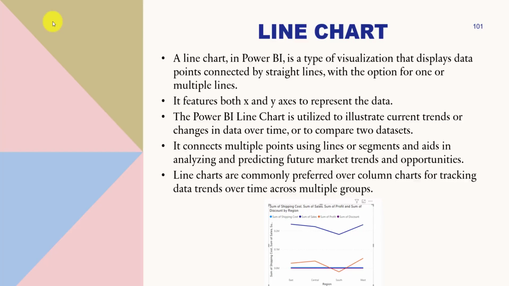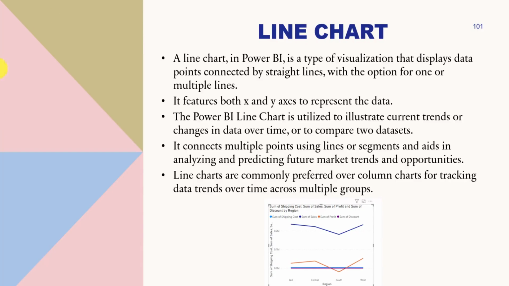This line chart is utilized to represent current trends or changes in data over time, or to compare two data sets. It also connects multiple points using lines or segments and aids in analyzing and predicting future market trends and opportunities. These are commonly preferred over column charts for tracking data trends over time across multiple groups. Here you can see a line chart example.